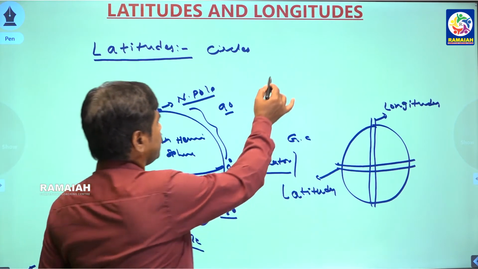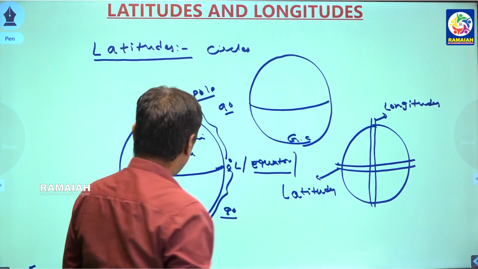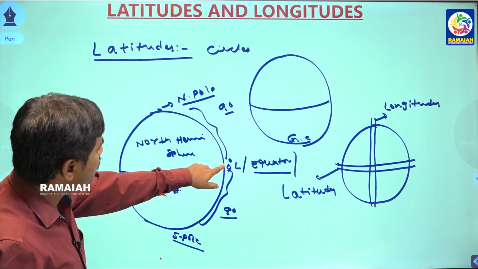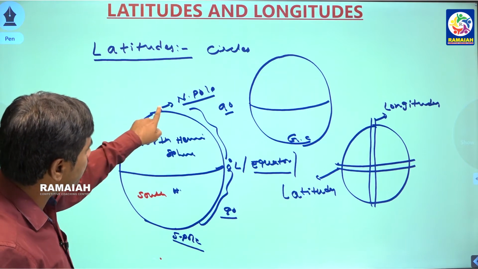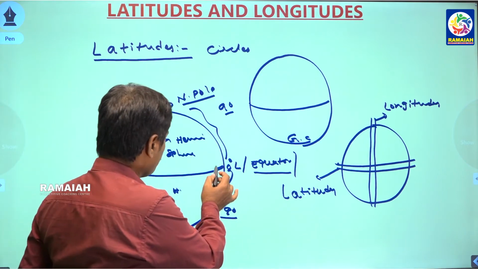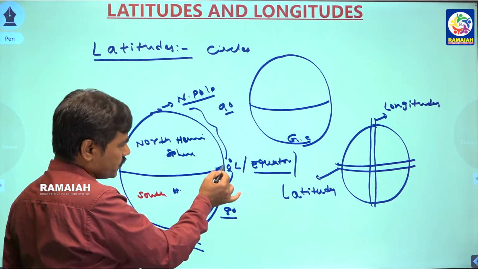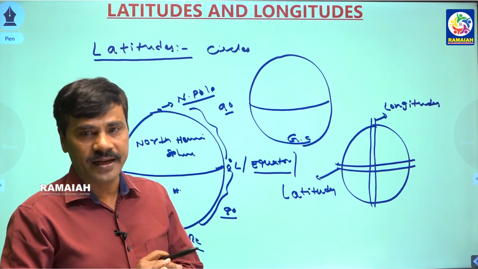Now you can see this is the equator. Going gradually poleward from the equator, the number of latitudes increases, and towards the North Pole and South Pole the size of the latitudes decreases.